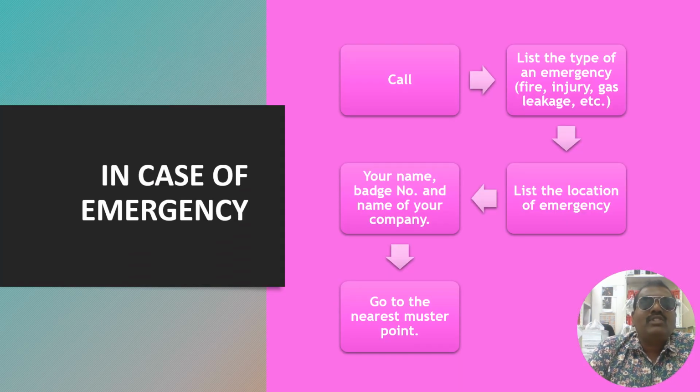So in case of emergency, we can call the emergency contact number and state the type of emergency, for example if it is a fire, injury, leakage, etc. And finally state the location where it has happened. Then you can say your name, your badge number and your company name, and go to the nearest assembly point.